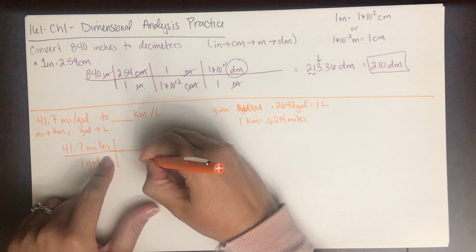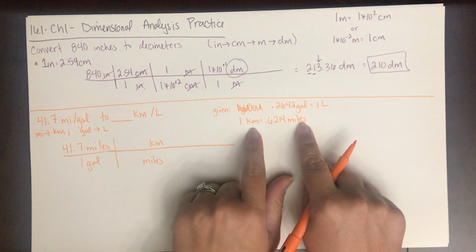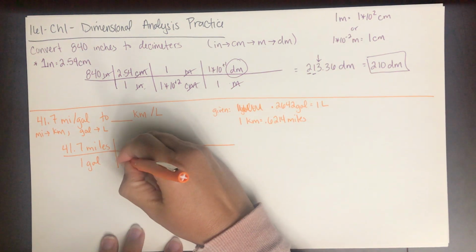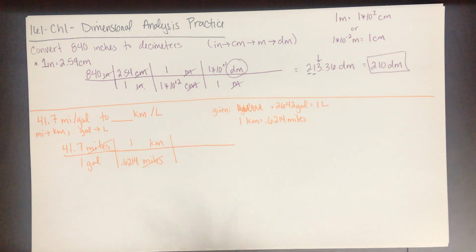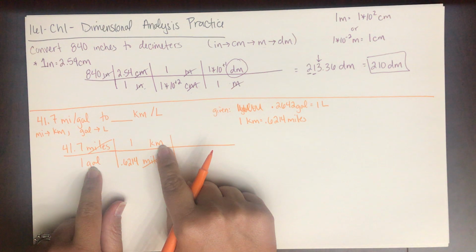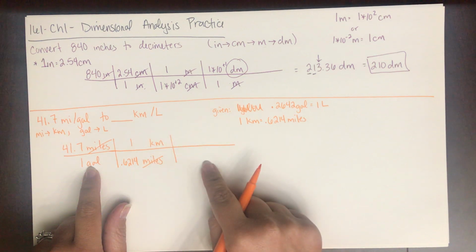So I know I want miles on the bottom and kilometers on the top. So here's my conversion factor. 1 kilometer is 0.6214 miles. So now miles has canceled. So if you were to solve the problem right now, your answer would be in a unit of kilometers per gallon. So that's not the way we want it, because we want to convert to kilometers per liter.